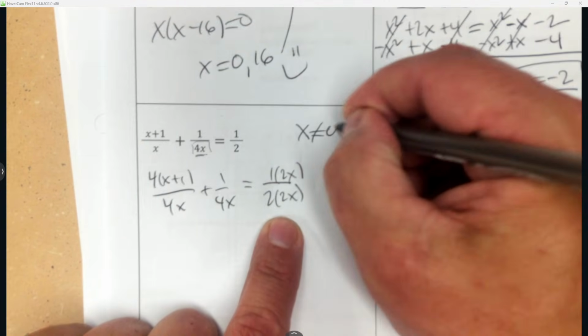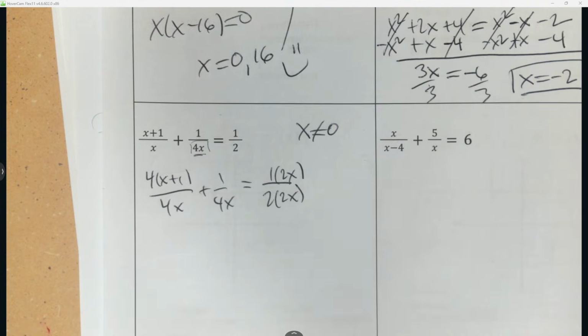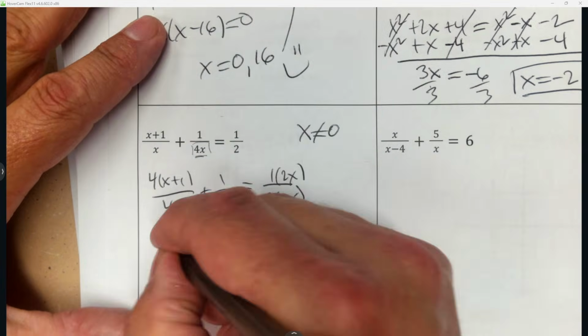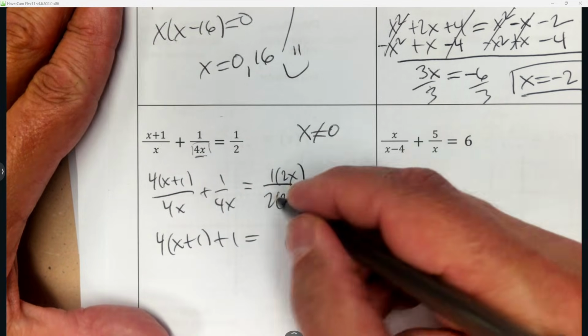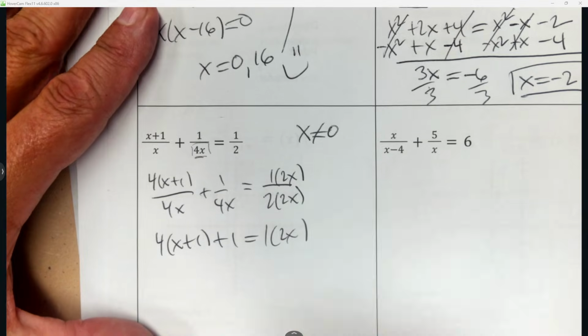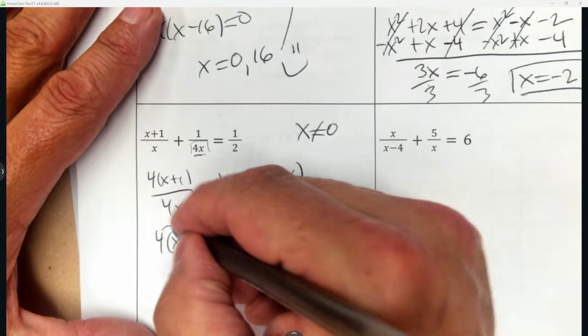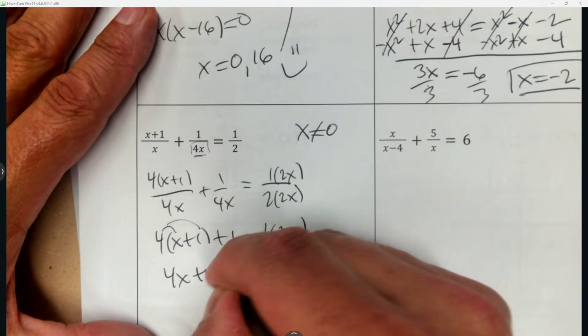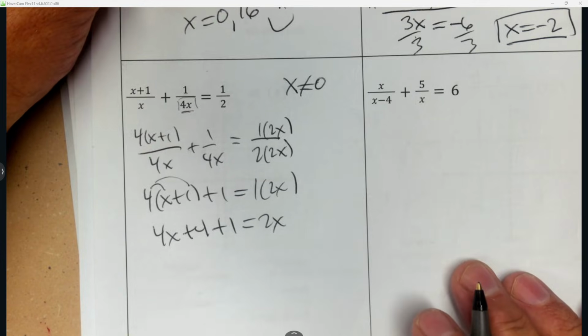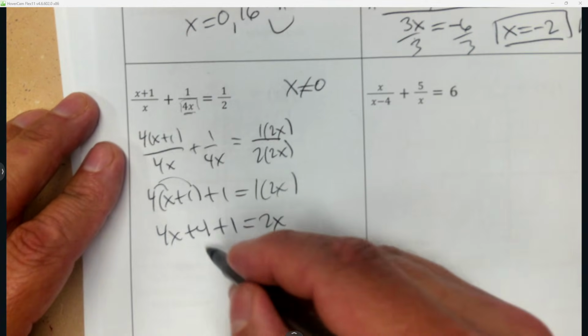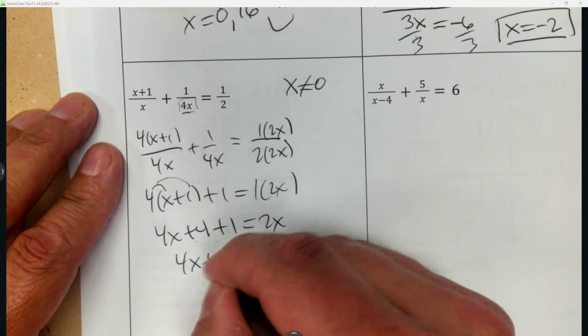And now when you look at it, all the denominators are the same. The only number x can't be here is 0. And now I write down only the numerators. So I have 4, x plus 1, and then 1 times 2x. And that's what I'm going to solve. So distribute, that's 4x plus 4. 1 times 2x is 2x. And then we're going to solve it. So they're on the same side. So 4 plus 1 is 5.